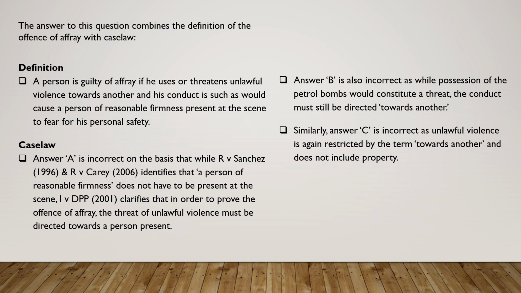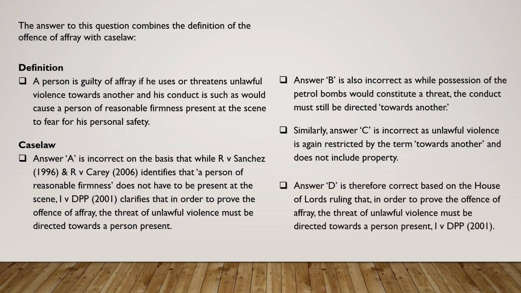Similarly, answer C is incorrect, as unlawful violence is again restricted by the term towards another and does not include property. And that leaves us with answer D as the correct answer, based on, again, the House of Lords ruling that in order to prove the offence of affray, the threat of unlawful violence must be directed towards a person present. And that again is in relation to I v DPP 2001.